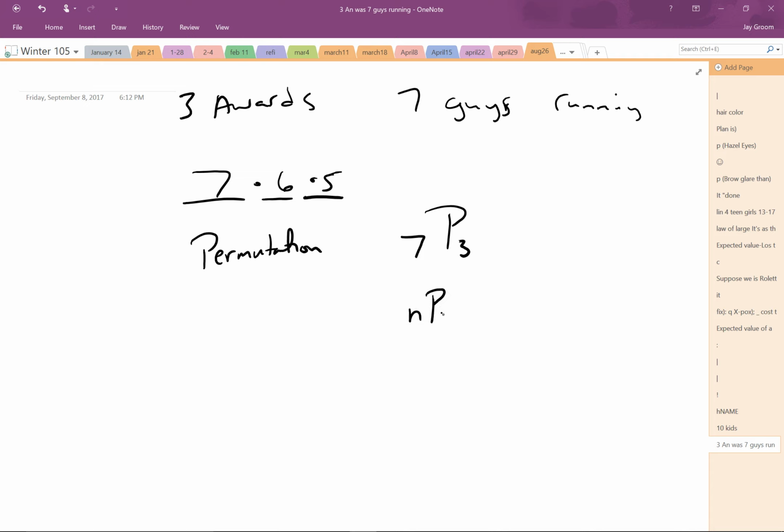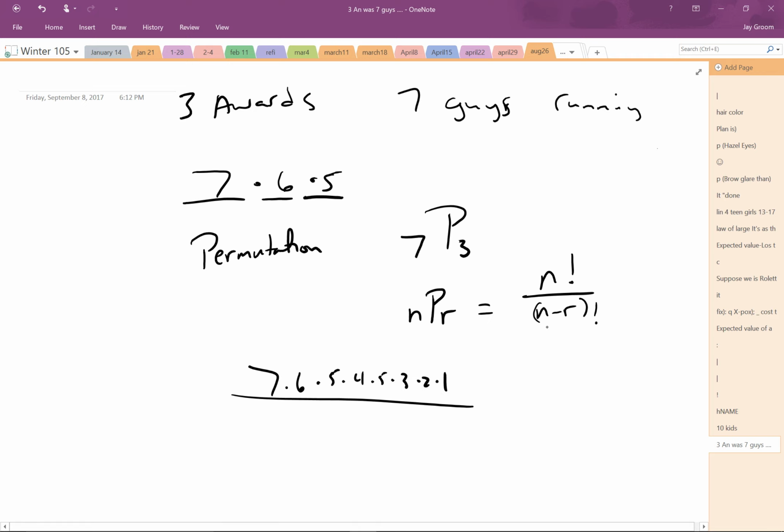And so most books will write it like this: nPr. It's a permutation of n things r at a time. Again, permutation, order matters. So the formula is actually this. It's n factorial over n minus r factorial. And back in the day, this is what a guy had to do. He had to do this problem. You do 7 times 6 times 5 times 4 times 3 times 2 times 1 on the top. 7 minus 3 is 4 factorial. So 4 factorial is this guy. They would cancel, and there's your answer.